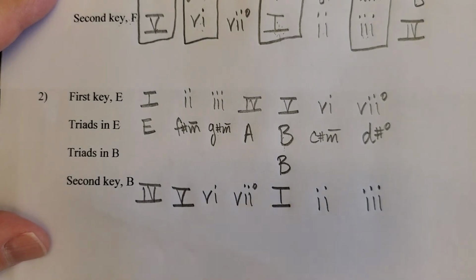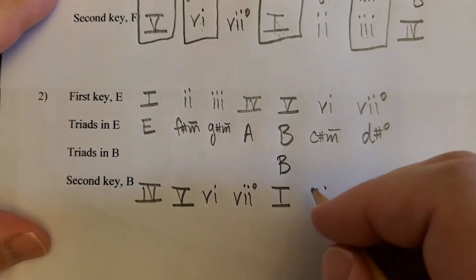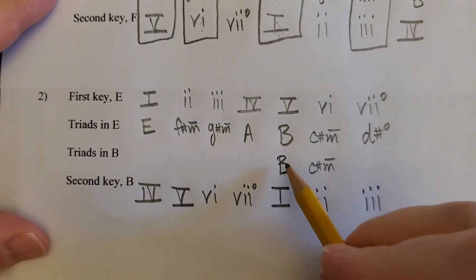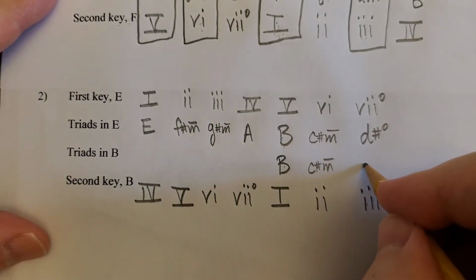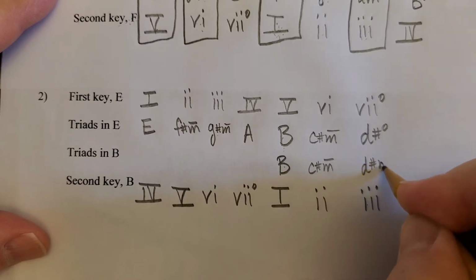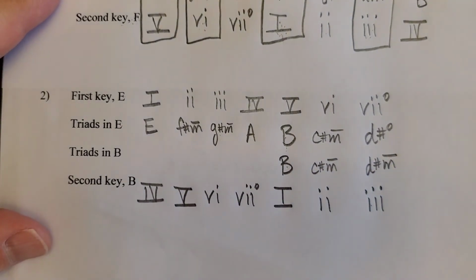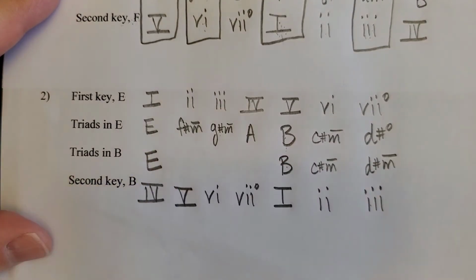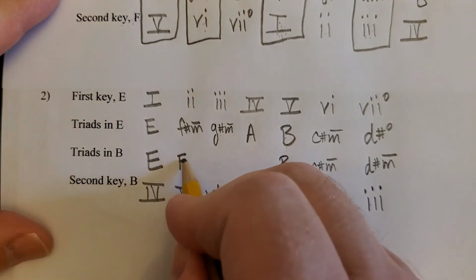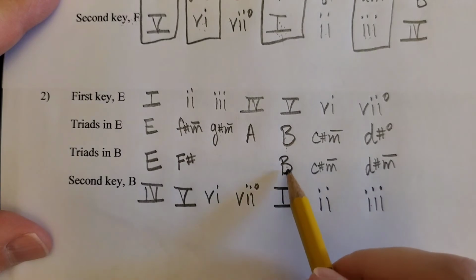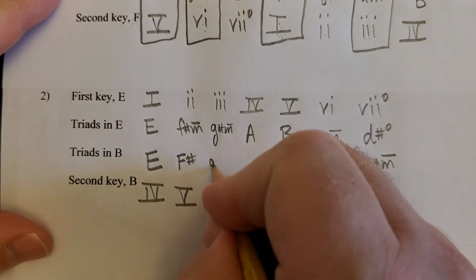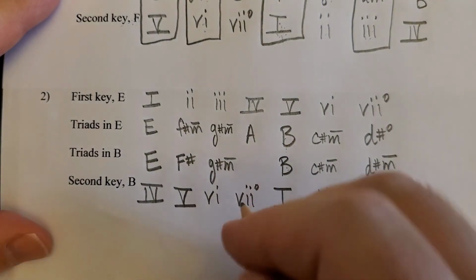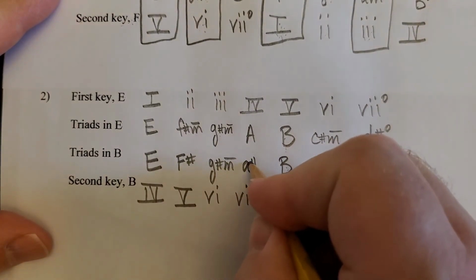All right, so 1 is B major. 2 in the key of B major is C sharp minor. 3 in the key of B major is D sharp minor. 4 in the key of B major is E major. 5 is F sharp major. 6 in the key of B major is G sharp minor. And then the 7 diminished chord is A sharp diminished.